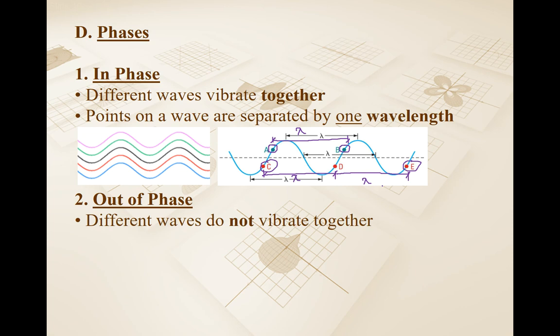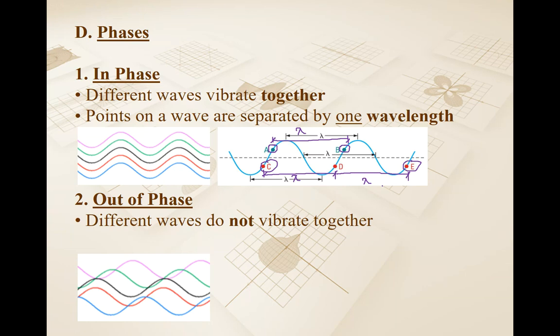Out of phase, on the other hand, the waves do not vibrate together. So you've got a bit of a jumbled mess here. If you could only move these waves vertically up or down, you could not make any of them perfectly overlap. So if you can't stack them really nicely, we'd say the waves are out of phase.